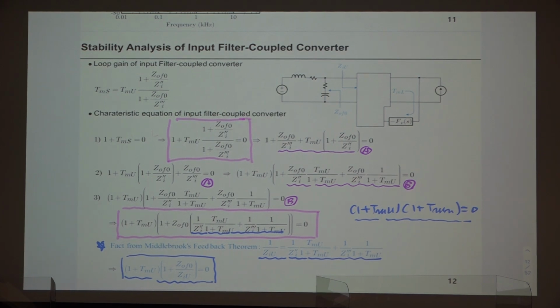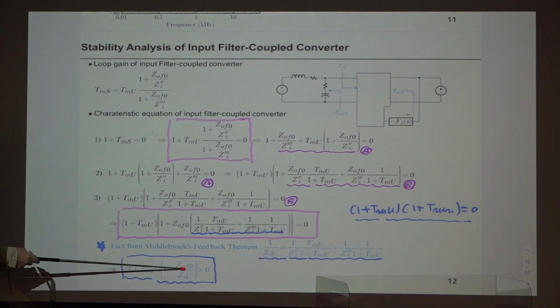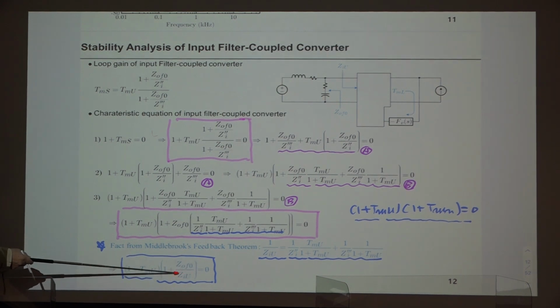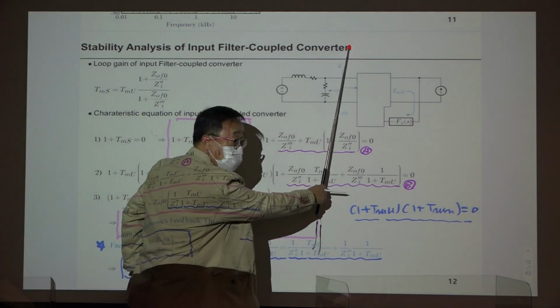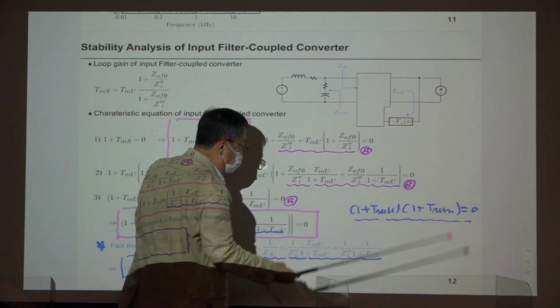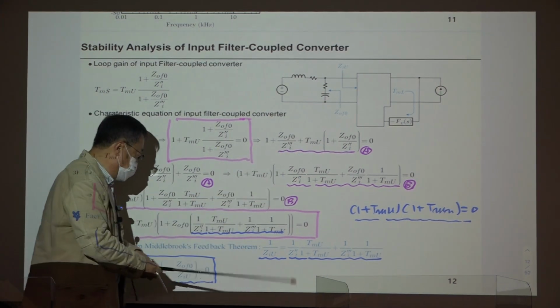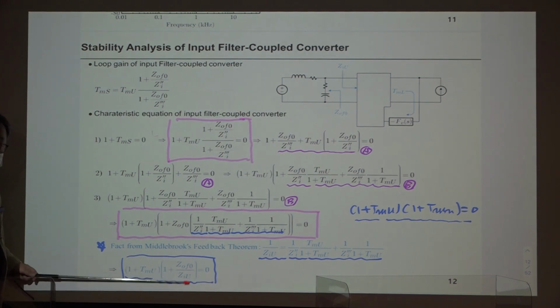This is the loop gain characteristic of this system. You have two factorized terms. One is 1 plus T_MU, and the other is GOF0 divided by GIU. This is the impedance ratio at this point. We defined 4 different input impedances for this converter, but in this stability analysis, we only need this one term. In his original paper, Dr. Middlebrook named this the minor loop gain.